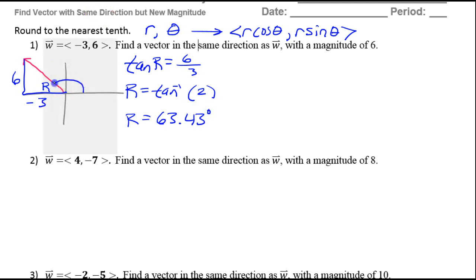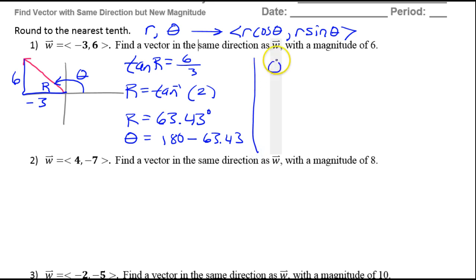Now the direction is this angle theta, so we can find theta by doing 180 minus 63.43. Okay, so theta turns out to be 116.57 degrees. So now we have both of the things we need. We have the magnitude, which is 6, and now we have the direction. So we can use this little formula to find the vector that we're looking for.